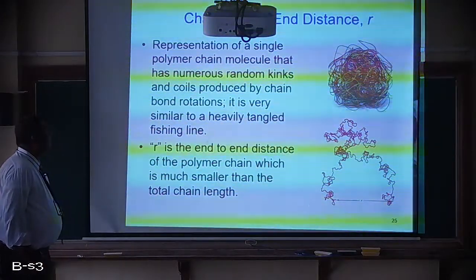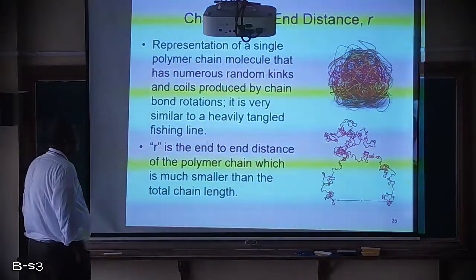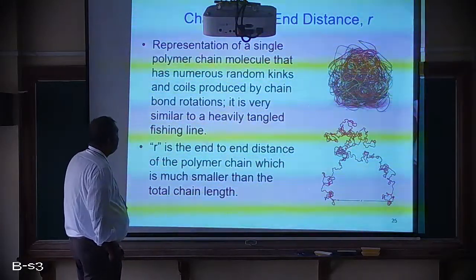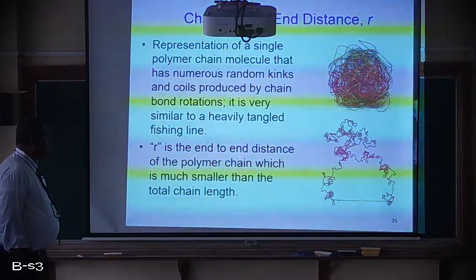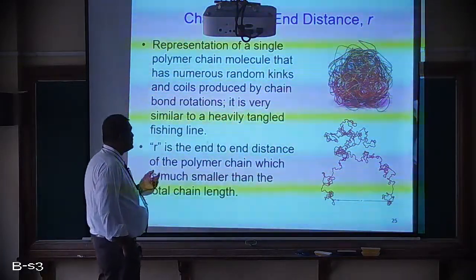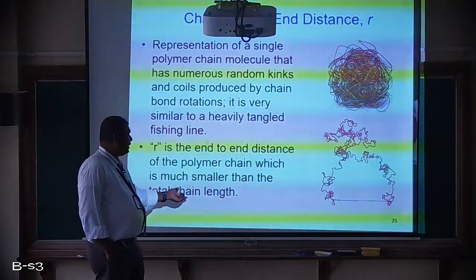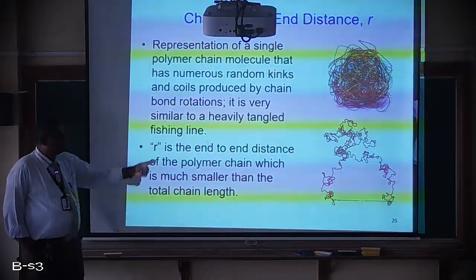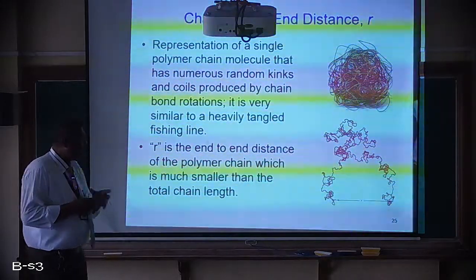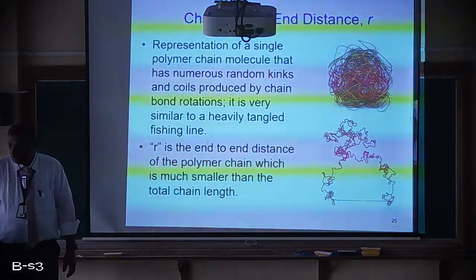Now you can see this representation of a single polymer chain molecule that has numerous random kinks and coils produced by chain bond rotations. It is very similar to a heavy tangled fishing line. So this R is the end-to-end distance of the polymer chain, which is much smaller than the total chain length. So in that, though the chain length is more, it is condensed as a roll. But here the chain length is more.